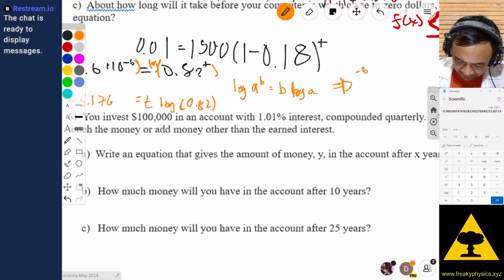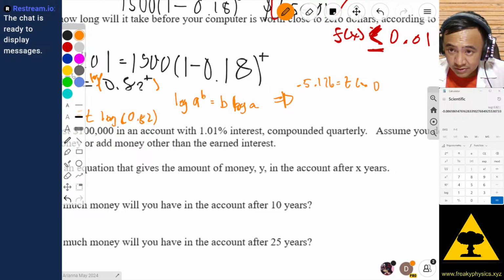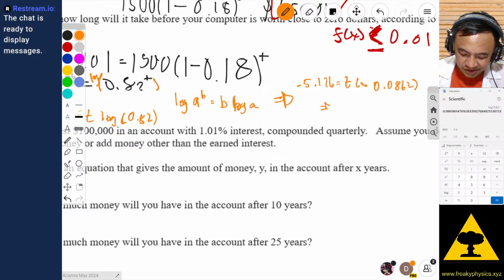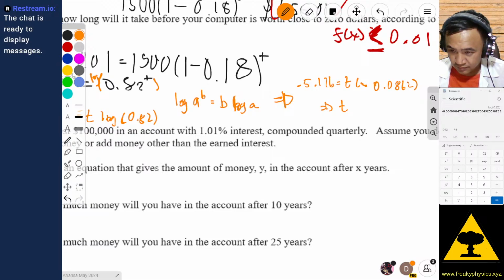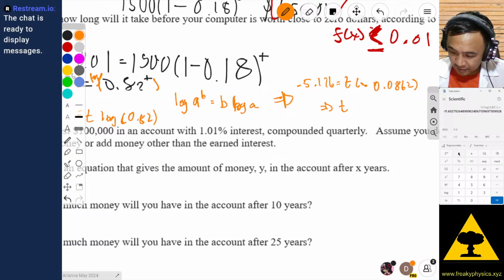So negative 5.176 is equal to t times negative 0.0862. Great. And then finally we just find t. So then you would just divide negative 5.176 by negative 0.0862. That's correct. That gives you about 60 years.